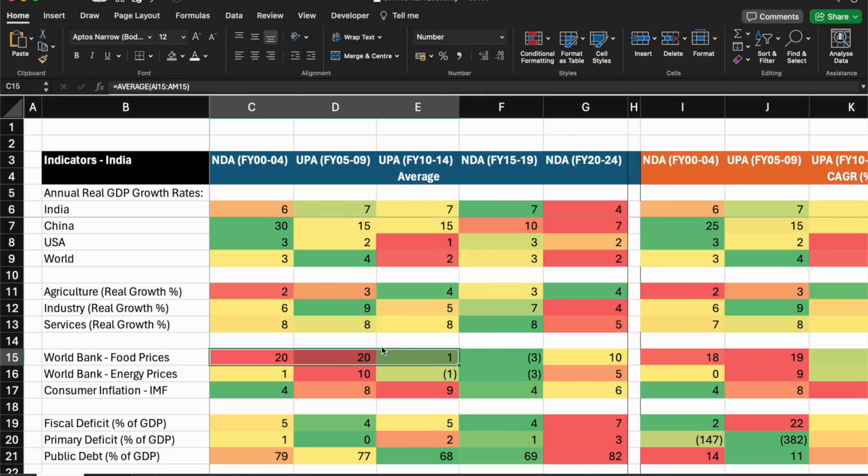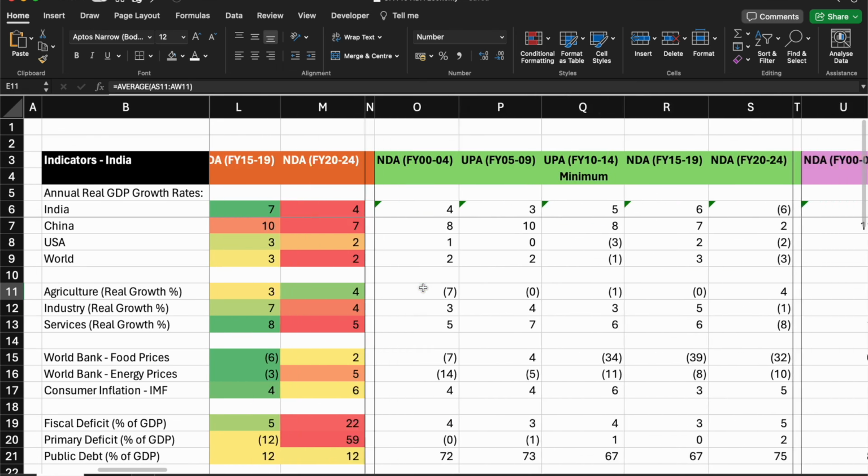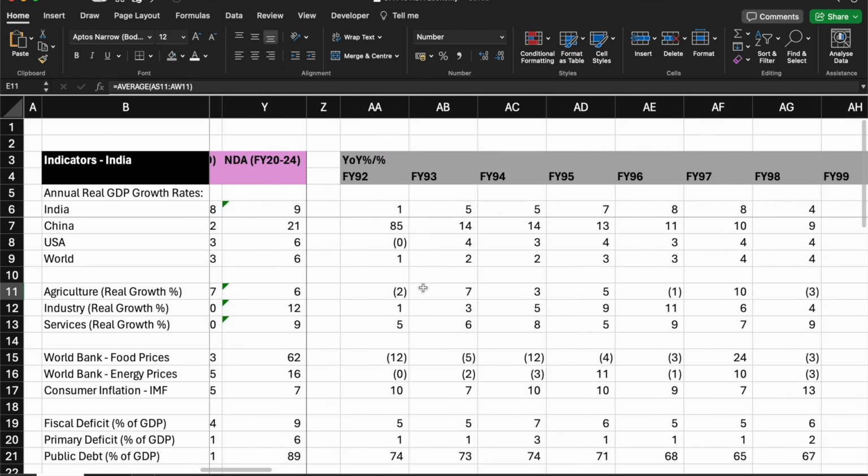It shows some truth. Obviously, you can change and manipulate the data, you can show it however you want. That's the reason I have used average, CAGR, minimum, maximum, YOY, and absolute values. Everything is on the table.